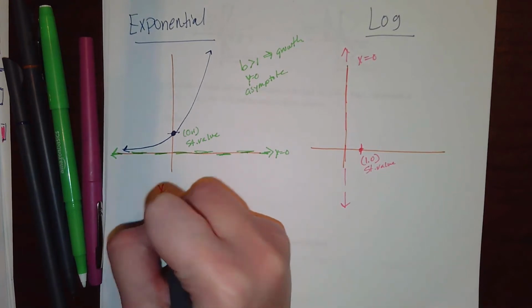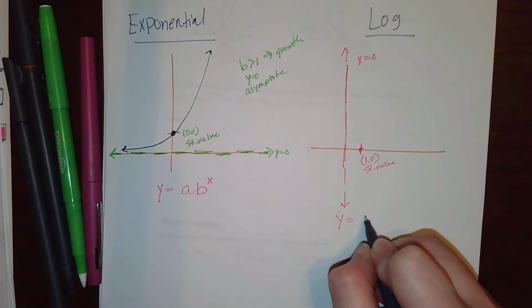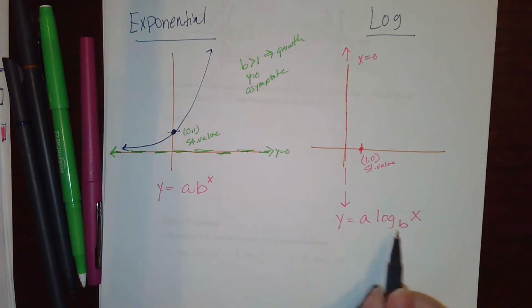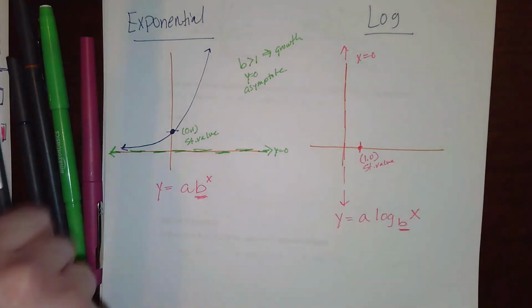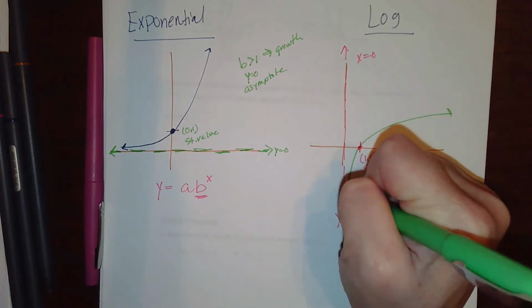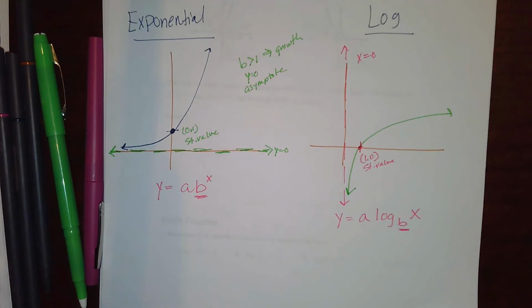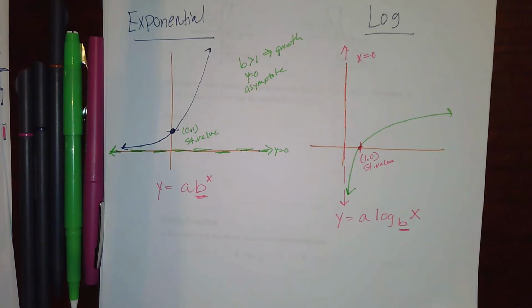My equation here was y equals a b to the x. This equation would be y equals a log base b of x. What this means is that whatever the base is in the exponential, it is the same as the base of the log. The equation looks like this. It looks kind of like a sideways exponential function. It's going to have a curve, and it's going to approach your asymptote, but then it's going to curve outwards.